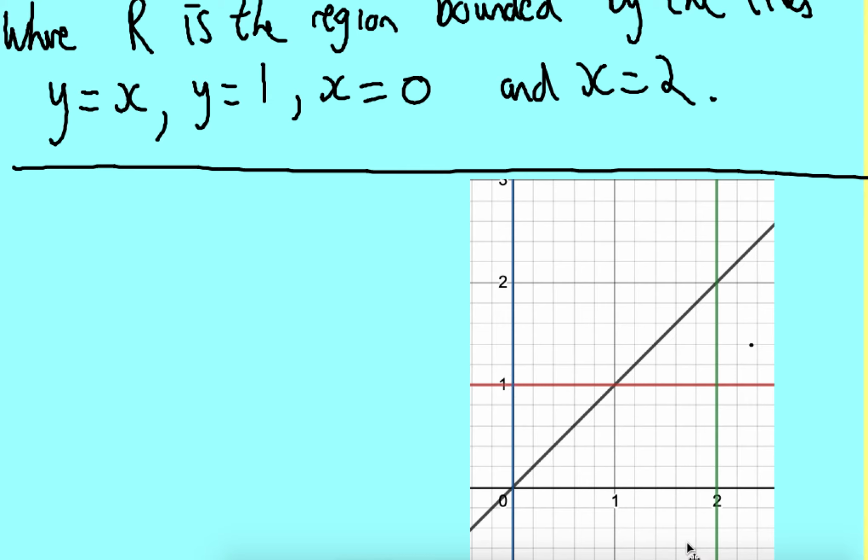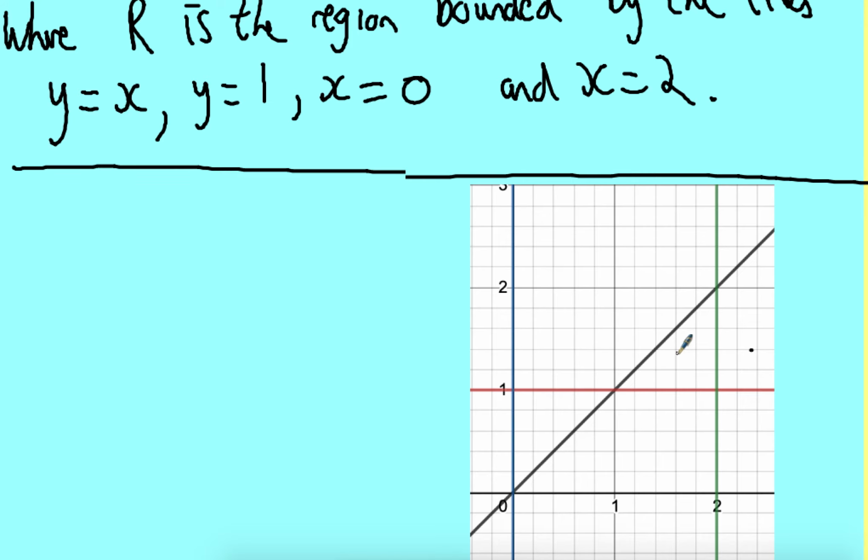Now, vertically it can't start until y equals 1. So it can't start till this line, and it stops at this line here. Okay? So it can't start until that line, and it stops at that line. And then it stops at this line here. So that means this little triangle here is your region of integration. This bit here is not, because our region doesn't start until y equals 1 and stops at y equals x. This bound doesn't actually yield anything for me.